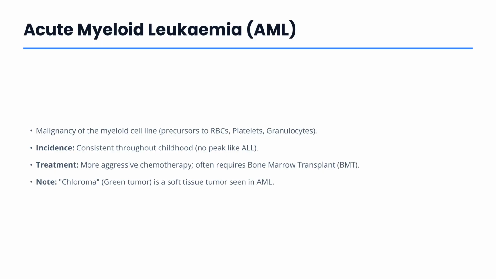Acute myeloid leukemia, or AML, is a malignancy of the myeloid cell line. It requires more aggressive chemotherapy and often a bone marrow transplant. A key note is that chloroma, a green tumor, is sometimes seen in AML.